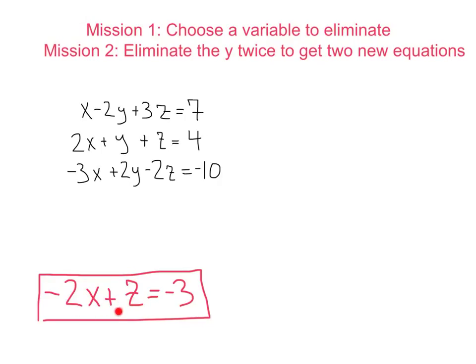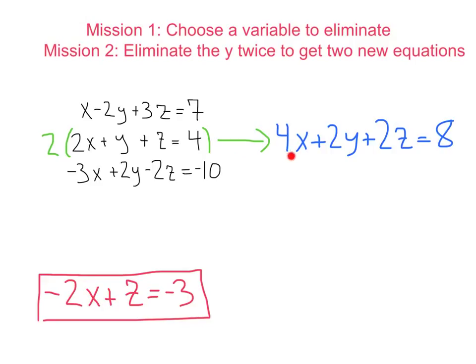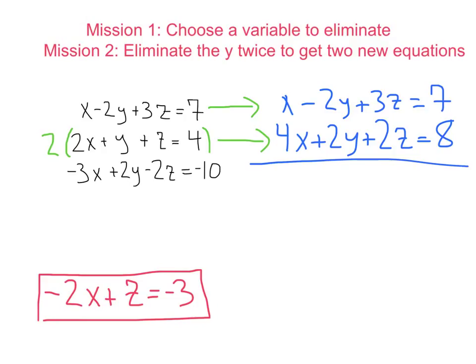We've got one equation stashed, but remember, we want two new equations. So this time, I'm going to multiply this second equation by 2 and get 4x plus 2y plus 2z equals 8. Then I'm going to match that up with this first equation. Now you'll notice that we've got a negative 2y and a positive 2y, which is going to eliminate that y term just like we want. Now I chose the first equation. You could match any of these equations with each other so long as you can eliminate your variable.